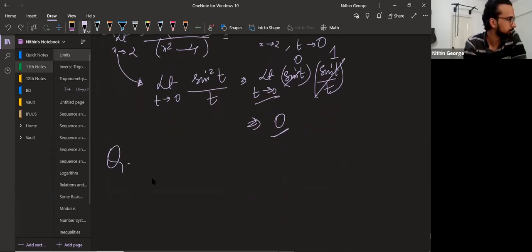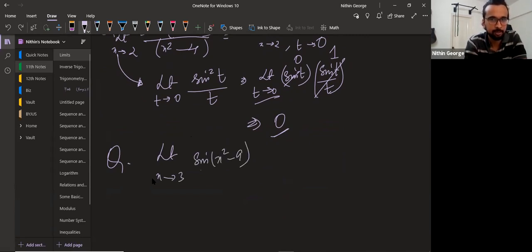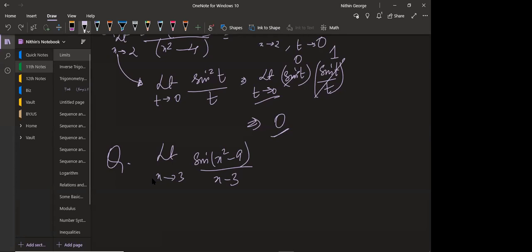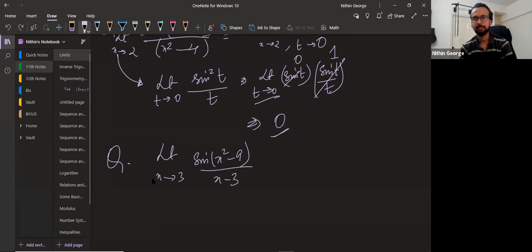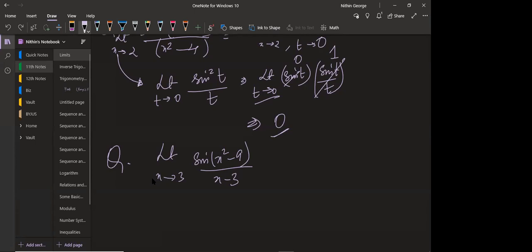Now, let's look at this question here. Limit x tends to 3 sine of x square minus 9 divided by x minus 3. What happens here? What does this limit come out to? Sir, is it 6? Yes. Absolutely. The value will be 6 here. Rest of you, are you getting the value 6 or are you having trouble?